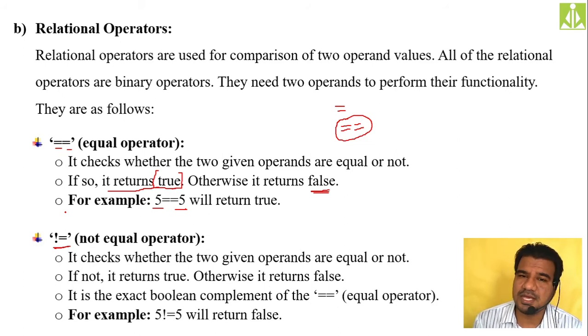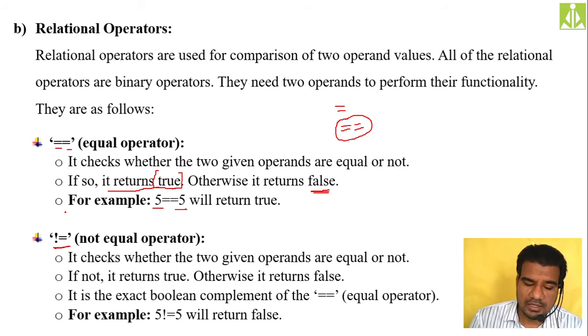But here it indicates success when both the operands are not equal. In our previous case, when both the operands are equal, it returned true. But over here, only if both the operands are not equal will the not equal operator return true, to indicate that both the operands are not equal.